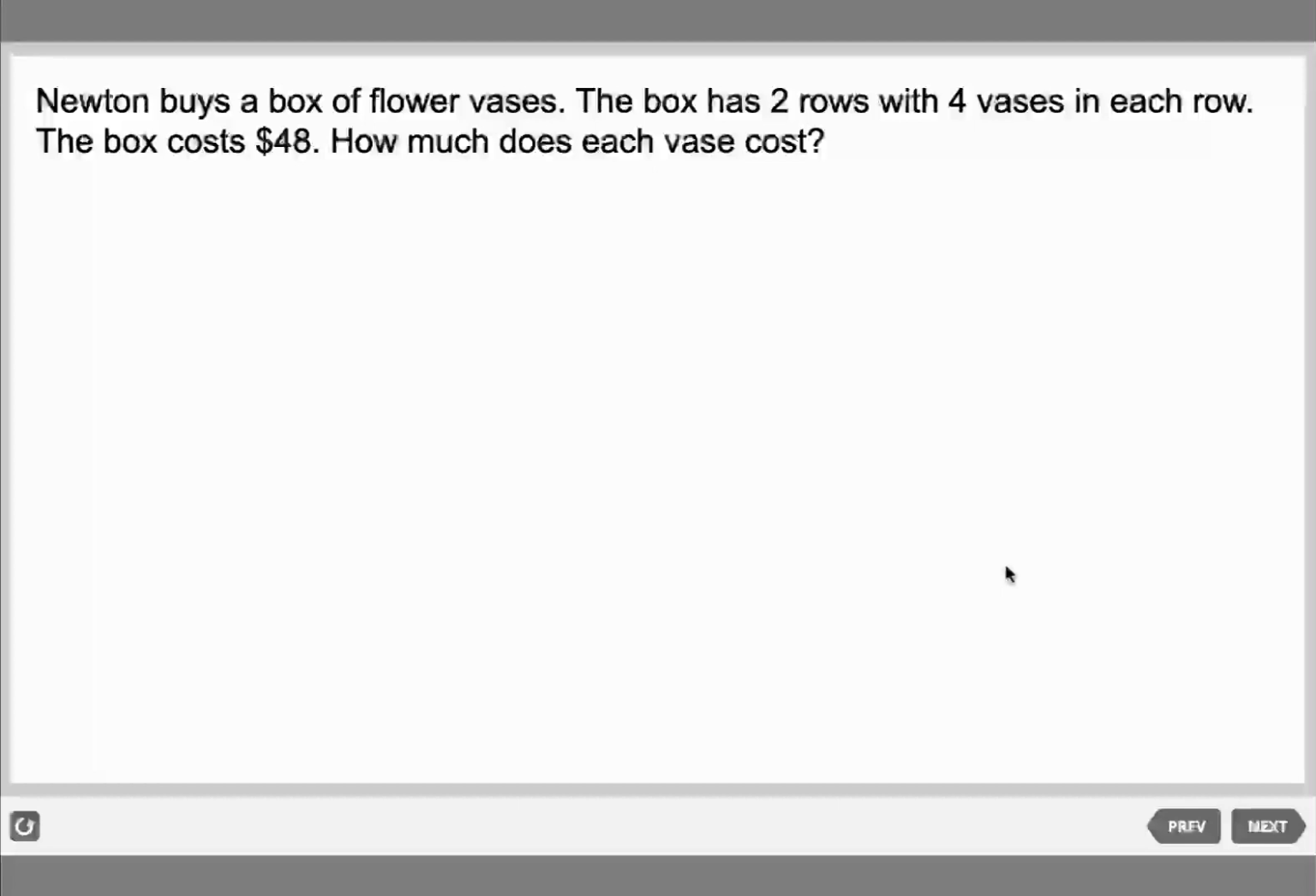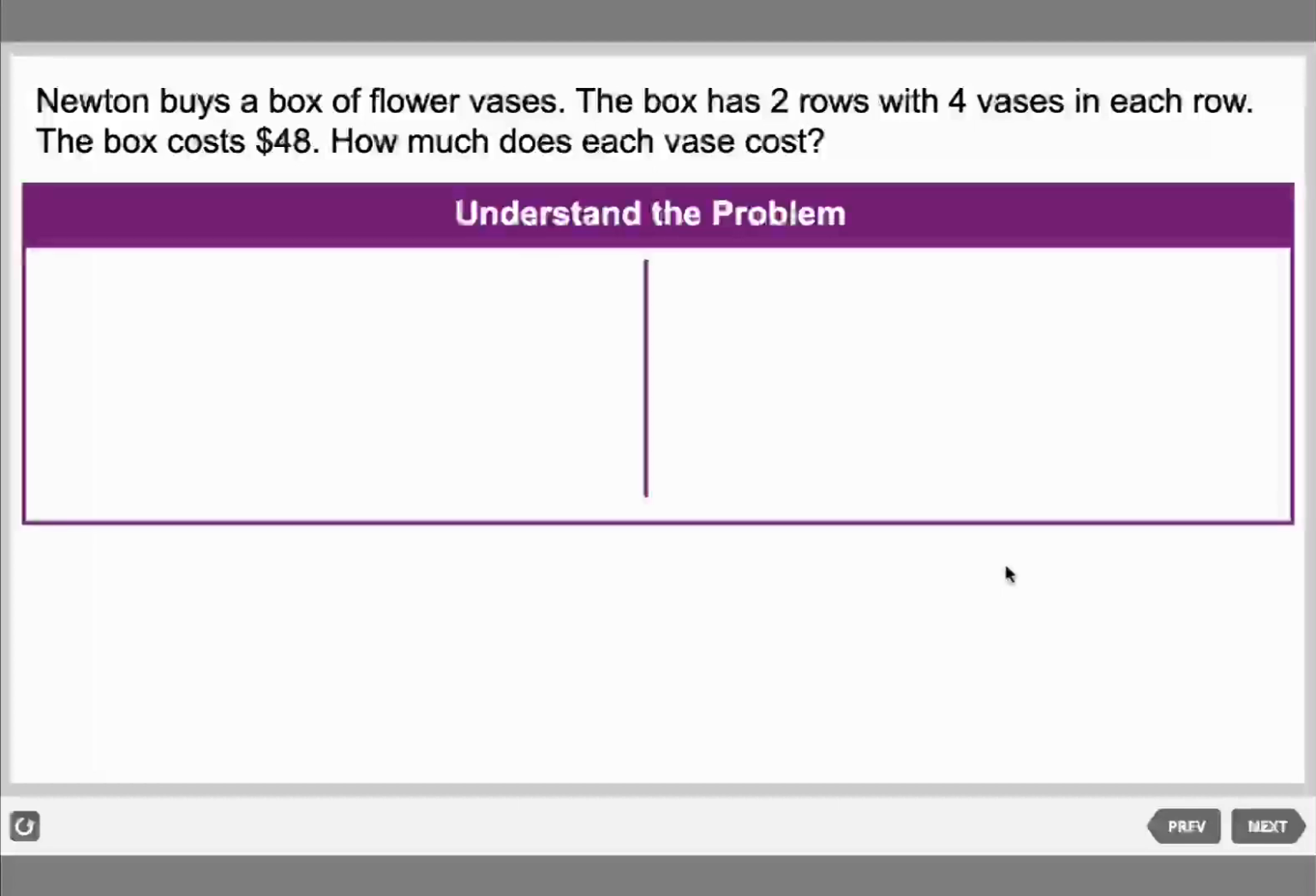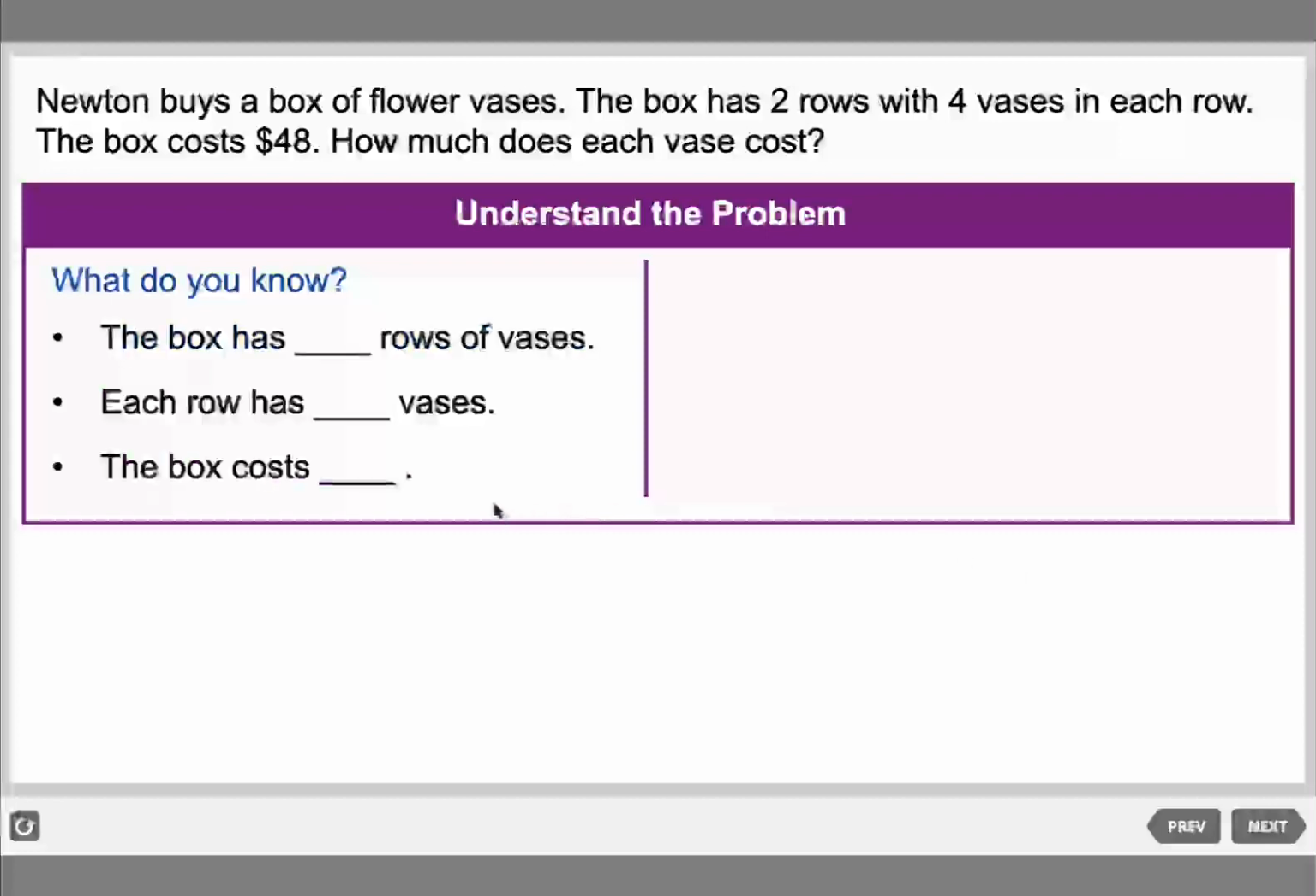To solve a question like this, we need first to understand the question. Understand the problem means what you should determine what you know and what you need to find. Let's start with what do you know? Okay, we know that the box has how many rows of vases? Two rows of vases.